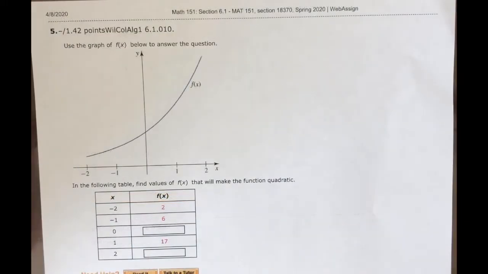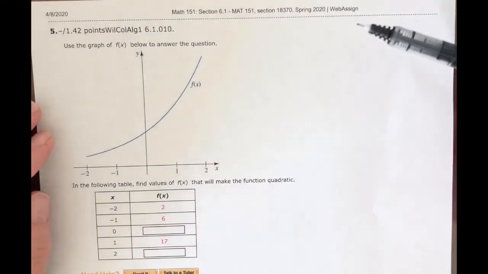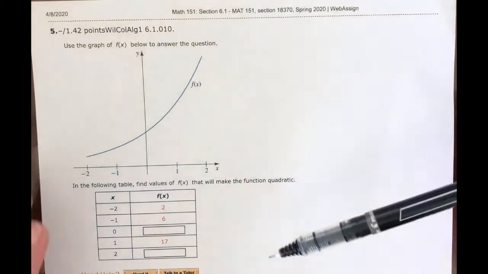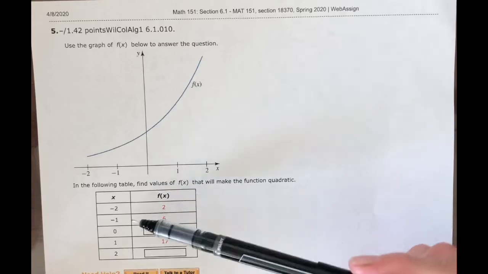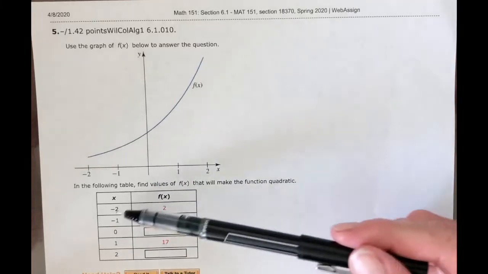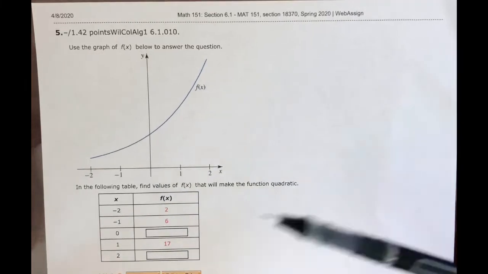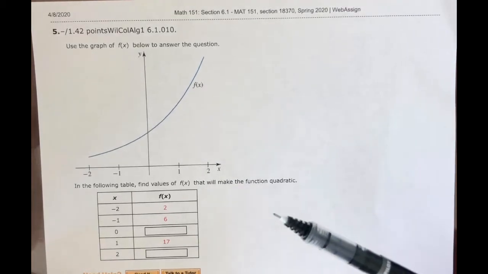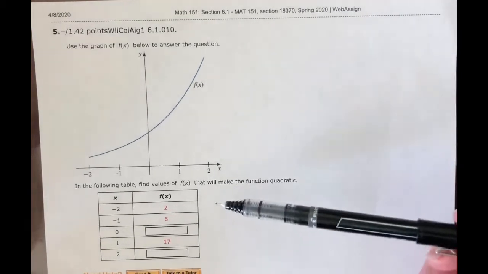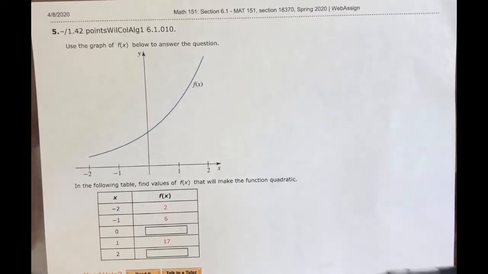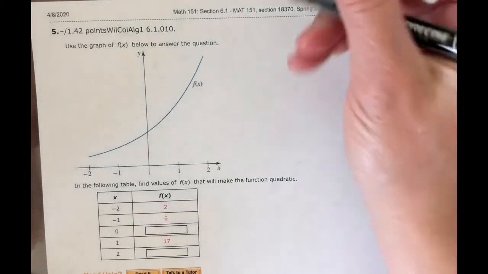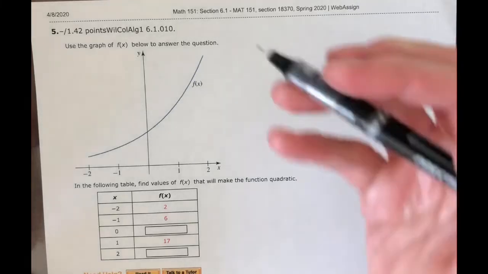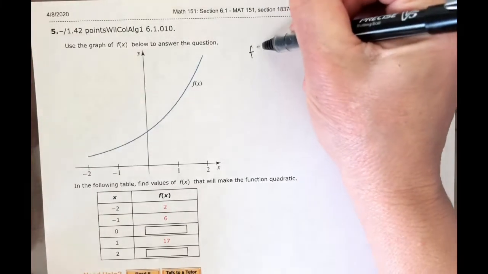Number 5 is one of the more challenging questions on the homework assignment, and there are a few different ways you could answer this. All we're told is that this table represents a quadratic function, which is funny that it's in this section on exponential functions. Funny, I guess, that the most challenging problem is a quadratic function problem, but okay, whatever. Remember, these are the hints I'm going to give you, and if you have more questions, we can talk about it at office hours.